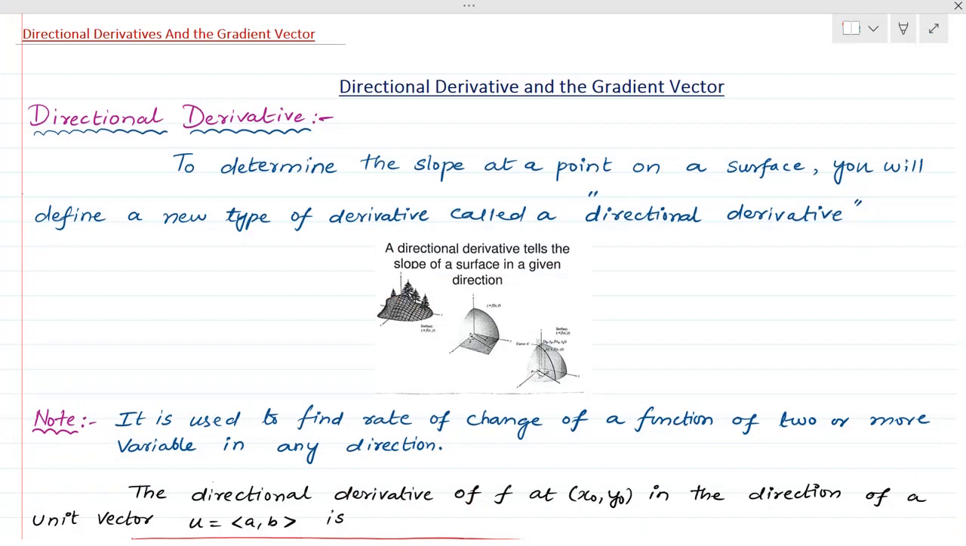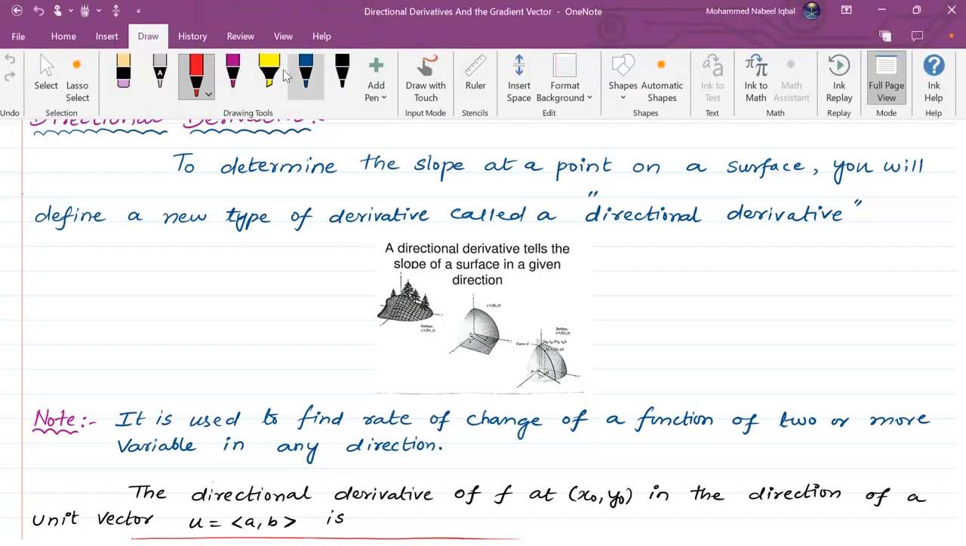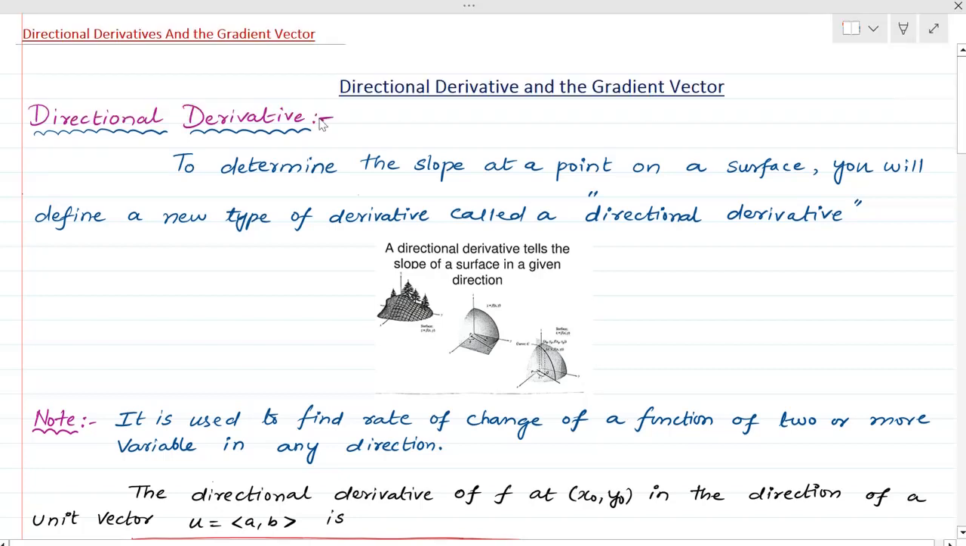In this video, we are going to discuss the directional derivative and the gradient vector. So first of all, what is a directional derivative? We have to know about the directional derivative. It is used to find the slope of a surface in two dimensions. Here, it is used to determine the slope at a point on a surface. So you can define the derivative which is called a directional derivative.